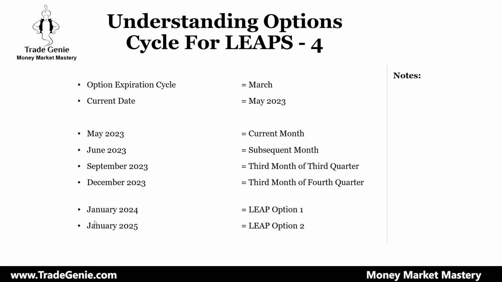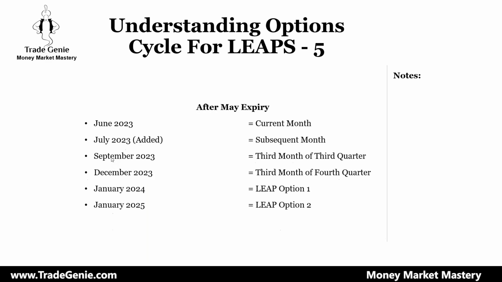But what happens when May expires? For the March cycle, when May expires, June will become the current month. Now June becomes the current month, and there is no July listed here, so July will be added as a subsequent month. You will see July getting added, and then September stays there, December stays there, and January 24 and 25 stay there. So you don't see any changes in the long term.